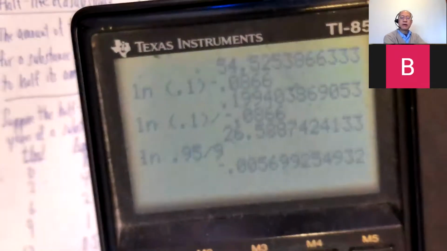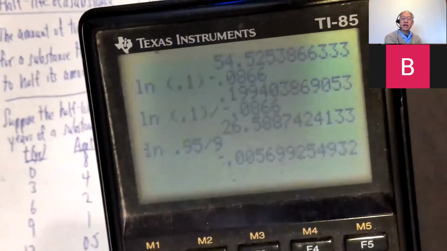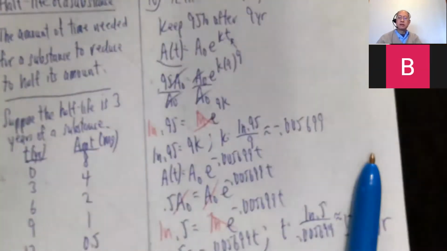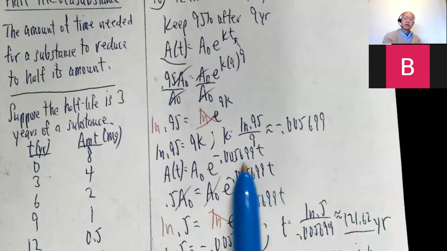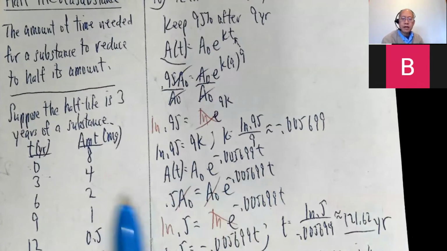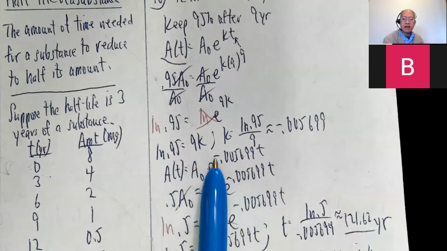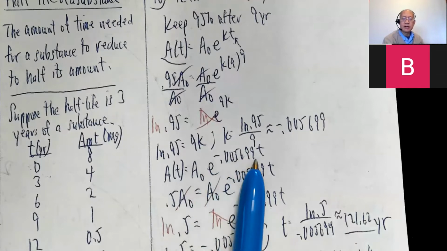ln 0.95 divided by 9, negative 0.005699, and so on. I went out to here for greater accuracy. So that goes over here. A of t is A0 e to the negative 0.005699 t.